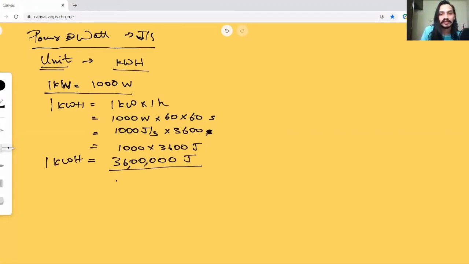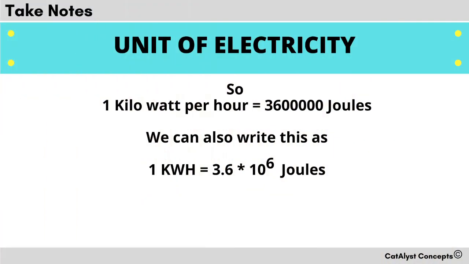Since there are so many zeros, we tend to write it in a shorthand form like this: 3.6 into 10 to the power 6 joules. This is nothing but 1 unit of electricity.